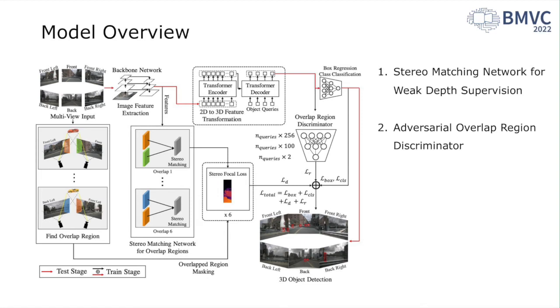We start from the state-of-the-art multi-view 3D object detection model called DETR3D. Our model takes multi-view camera inputs and outputs a set of 3D bounding boxes for objects in the scene. Built upon DETR3D, our model consists of two main modules. First, stereo disparity estimation for weak supervision. Our depth estimation head is trained to predict a dense depth map of the overlap region. Second, the adversarial overlap region discriminator, which minimizes the gap between non-overlap regions versus overlap regions, improves the overall detection performance.